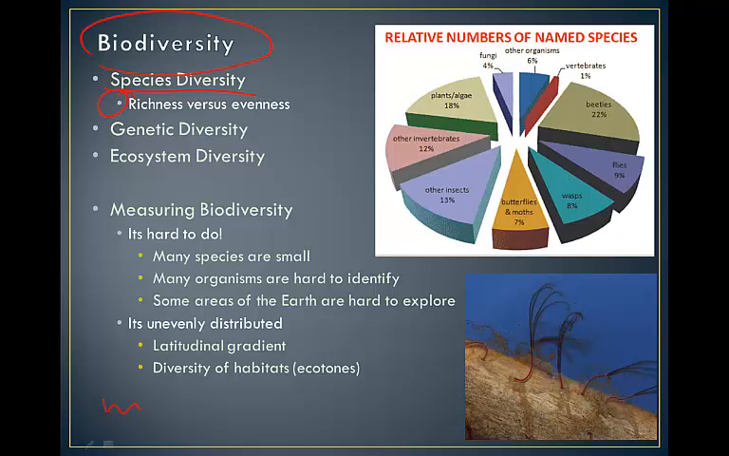Species diversity is influenced by two things. Two simple things that you already know. Okay, let's write these down. It's influenced by speciation and extinction. These are terms you already learned this year. So speciation is when organisms evolve and you get new species. And extinction is when species disappear.